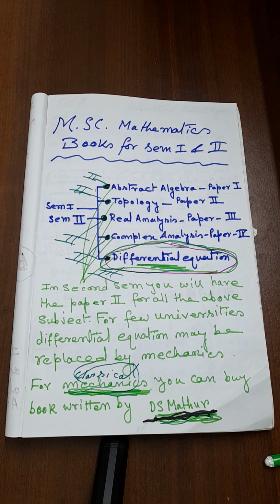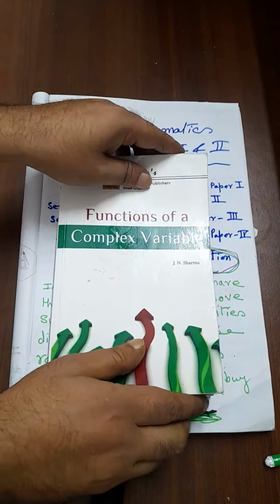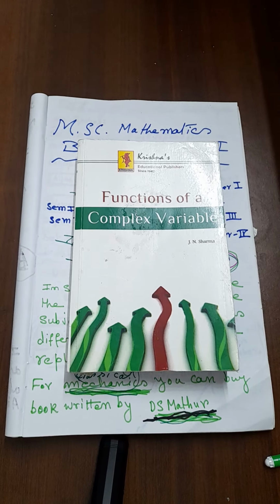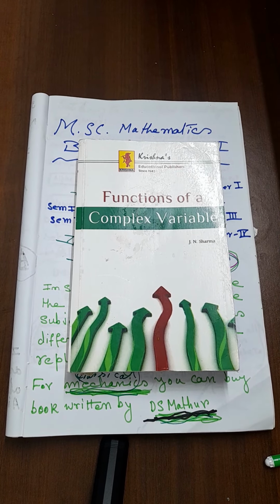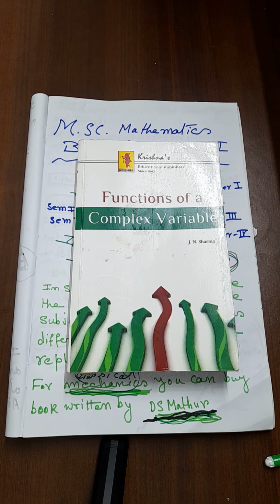And in the last video, I forgot to show you a book that I will be showing now. That is also for complex analysis. This book is written by J.N. Sharma. It is a very good book for complex analysis. It is full of examples which often come in university examinations, and this book is very easy to understand. And this book covers both the semester 1 and semester 2 papers. So you can buy this book. You can say this is an outstanding book.